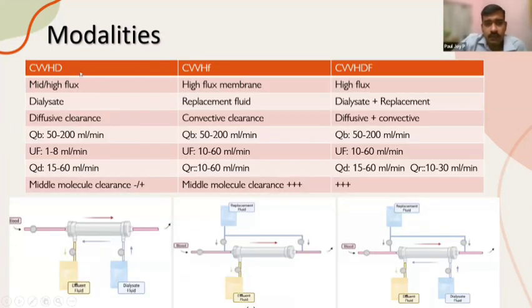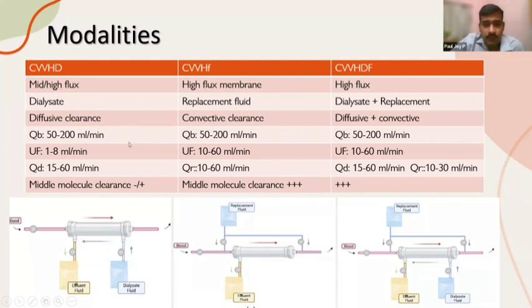In CVVHD, or hemodialysis, mid or high flux dialyzers are used, and in hemofiltration and HDF, high flux is required. In hemodialysis, dialysate flow is there; in hemofiltration, replacement fluid is required; and in HDF, both dialysate and replacement fluids are there. Hemodialysis works through diffusive clearance, hemofiltration by convective clearance, and HDF by both.